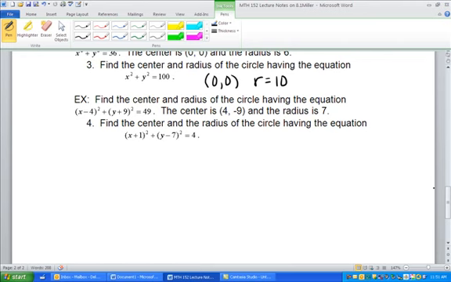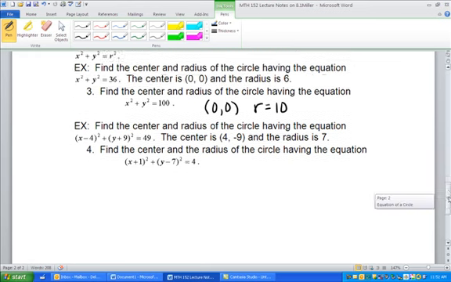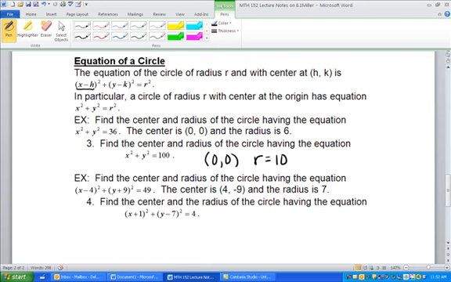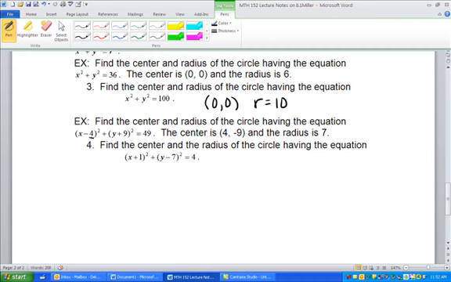Okay, suppose we're asked to find the center and radius of the circle having the equation x minus 4 squared plus y plus 9 squared equals 49. The center, remember the format of the formula is x minus h and y minus k. So x minus 4, that means h is 4. Notice what we have to think here. It has to be minus a -9 for us to get a plus there. So the k coordinate is -9. The radius is the square root of 49, which would give us 7.